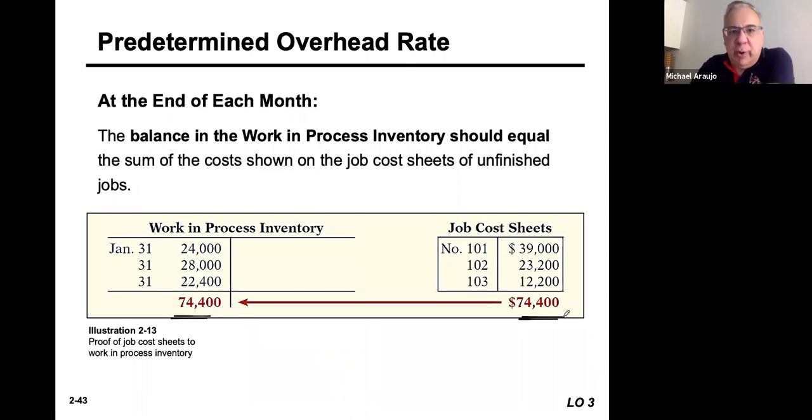Because that's what we've been doing over the last couple of objectives, right? Allocating costs to each job. So that should equal. And that's basically what this is showing you. And again, this is at the end of every month. You'll see that this does happen.